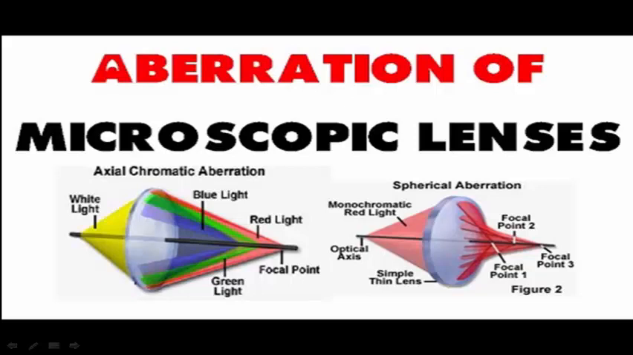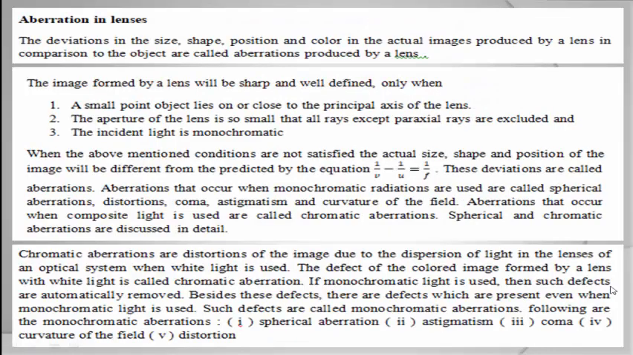In geometrical optics, now we have to study the aberration theory, the aberration of microscopic lenses. The deviation in the size, shape, position and color in the actual images produced by a lens in comparison to the object are called aberrations produced by a lens.